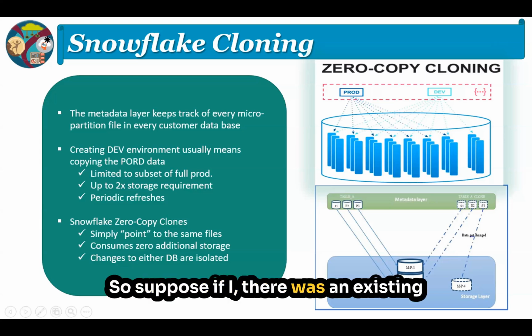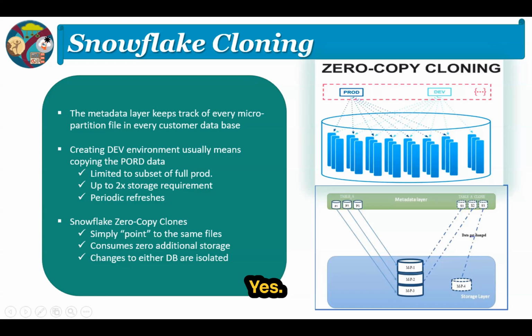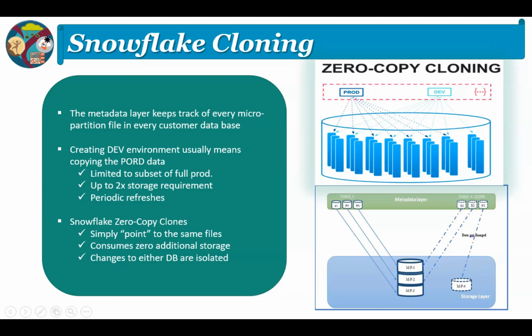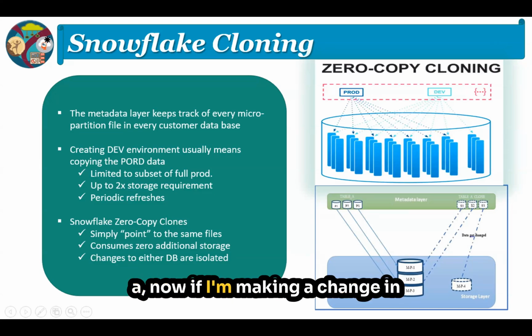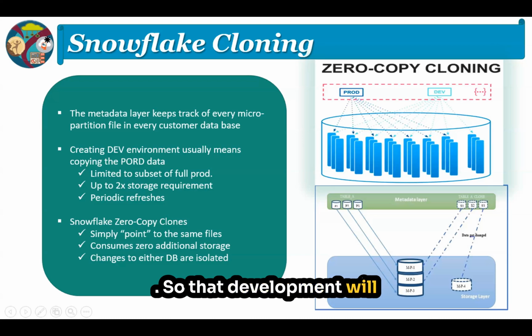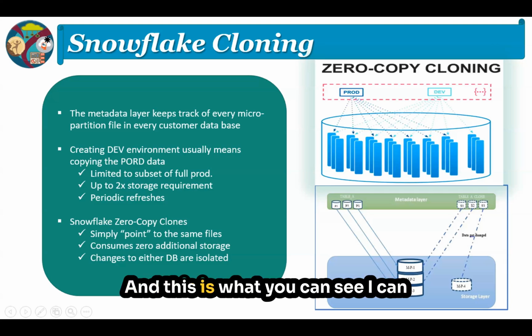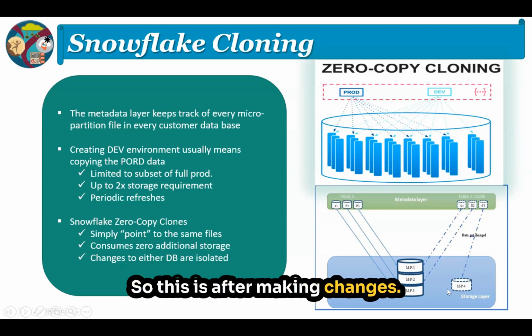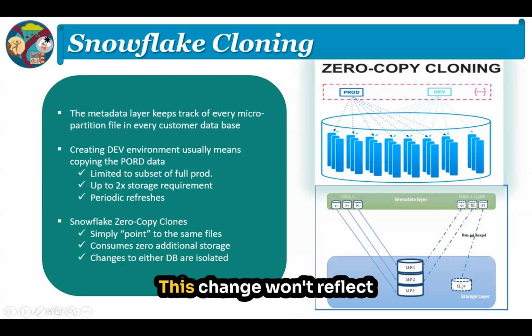So suppose there was an existing folder called the production folder, I created a development folder, and then I have cloned all these things from production to development. That means now both are sharing the same micro partitions. Now if I'm making some changes in development, development will create another storage, and this is what you can see in the below diagram. After making changes, this change won't reflect into the base table.